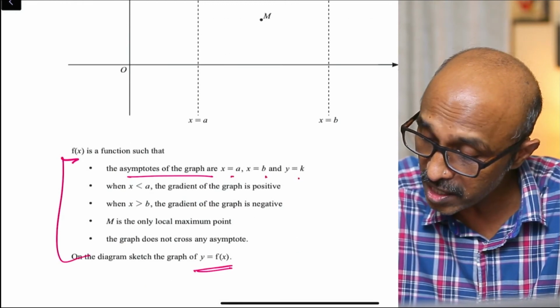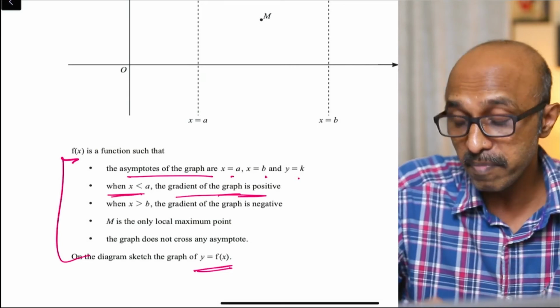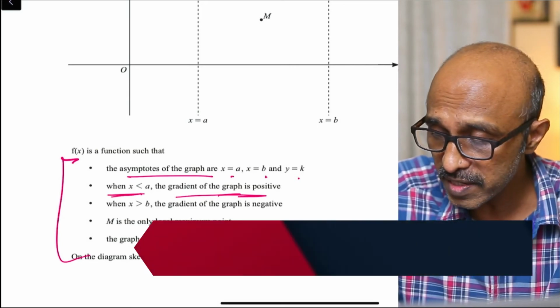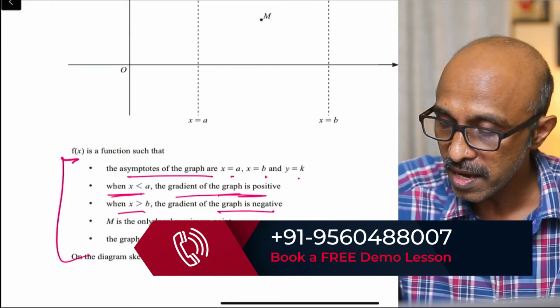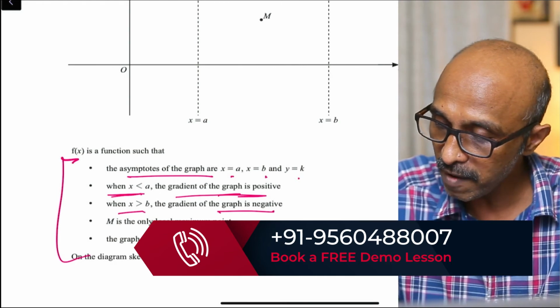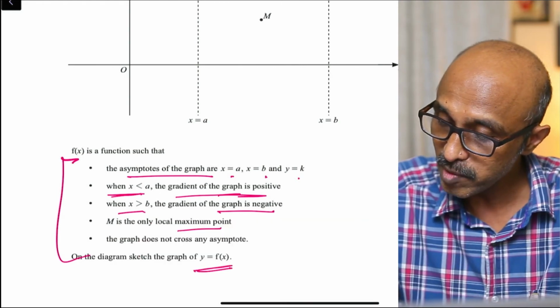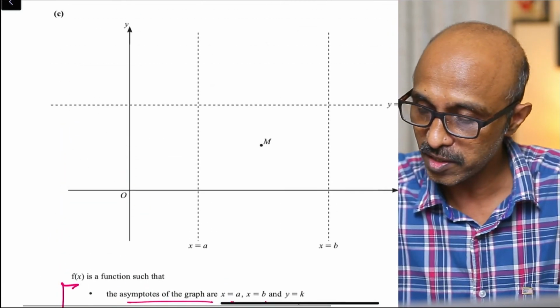But there are other things that are indicated. They said that the gradient of the graph is positive for values of x before a. The gradient of the graph is negative for values of x above b, on the right hand side of b, and m is the only local maximum point. The graph does not cross any asymptote. And using this information, you have to make a sketch of the graph. Very good question. So let's do that.